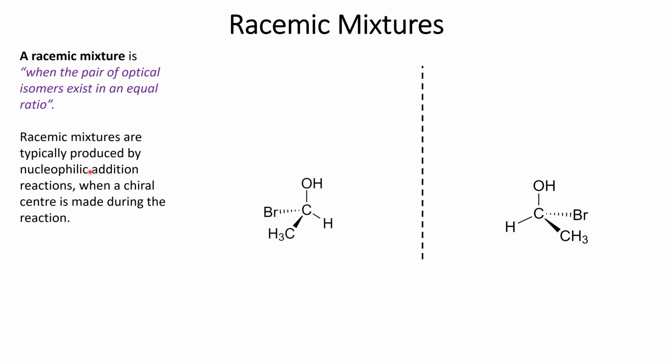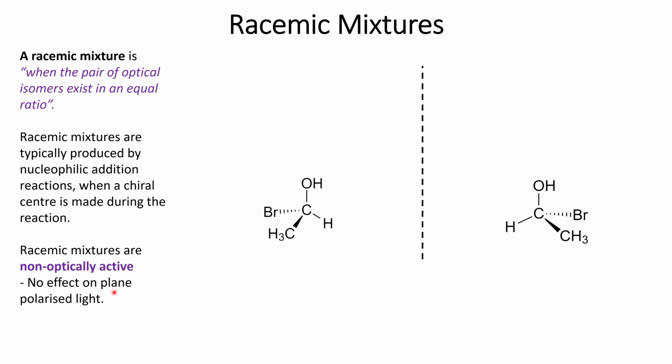And racemic mixtures are typically produced by nucleophilic addition reactions. And this is because in nucleophilic addition reactions, a chiral centre can often be made during the reaction. Now, racemic mixtures are not optically active at all, which means that they have no effect on plane polarised light. Let's explore why that's true.